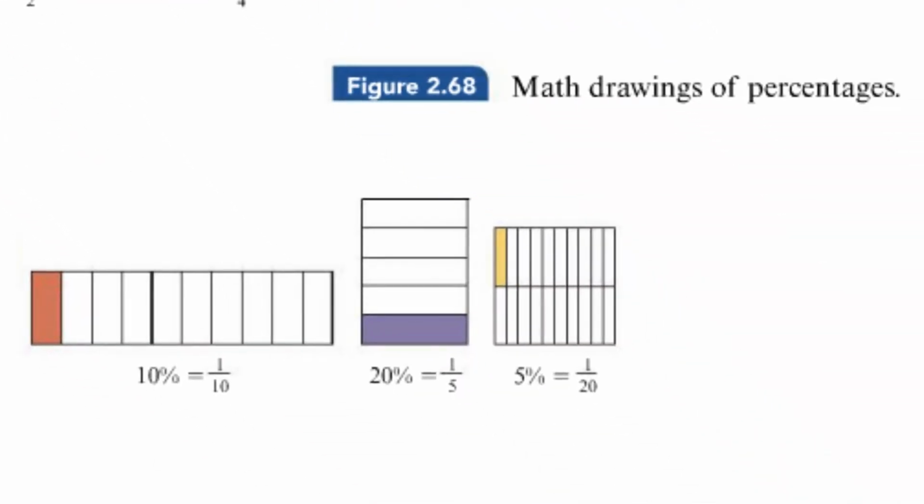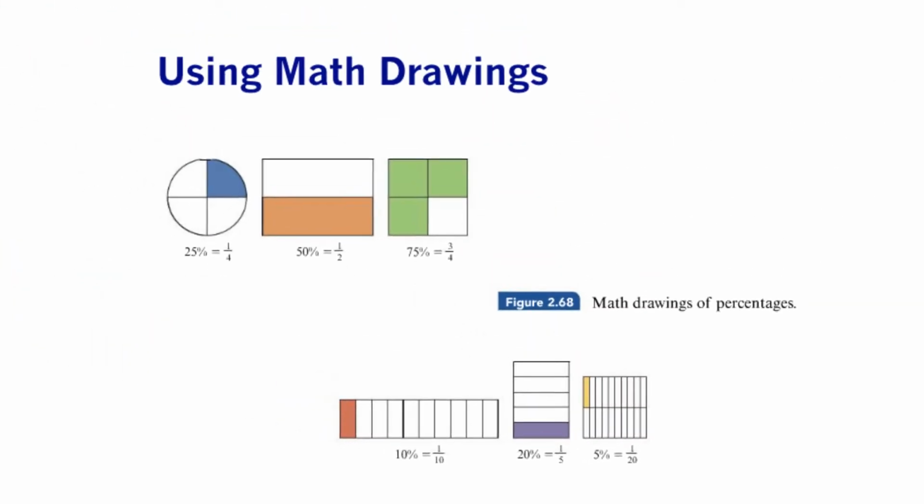The long rectangle is divided into 10 equal parts and 10% is shaded. This is equivalent to the fraction 1/10. The vertical rectangle is divided into 5 equal parts and 20% is shaded. This is equivalent to 1/5. The final rectangle is divided into 20 equal parts and 5% is shaded. This is equivalent to 1/20 of the circle. So you see how the percentages play out and how we mark them and color in a certain shaded area.